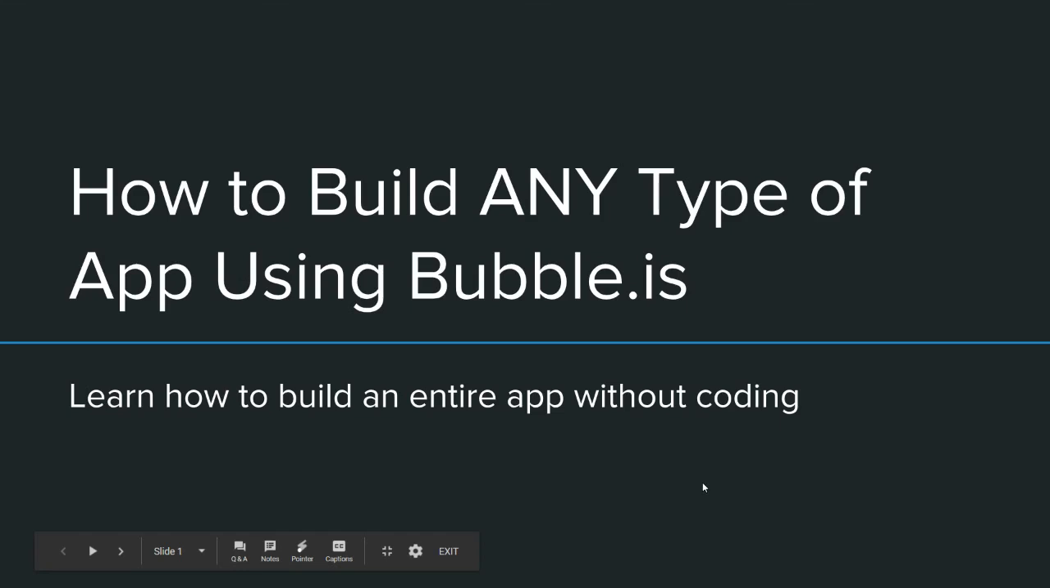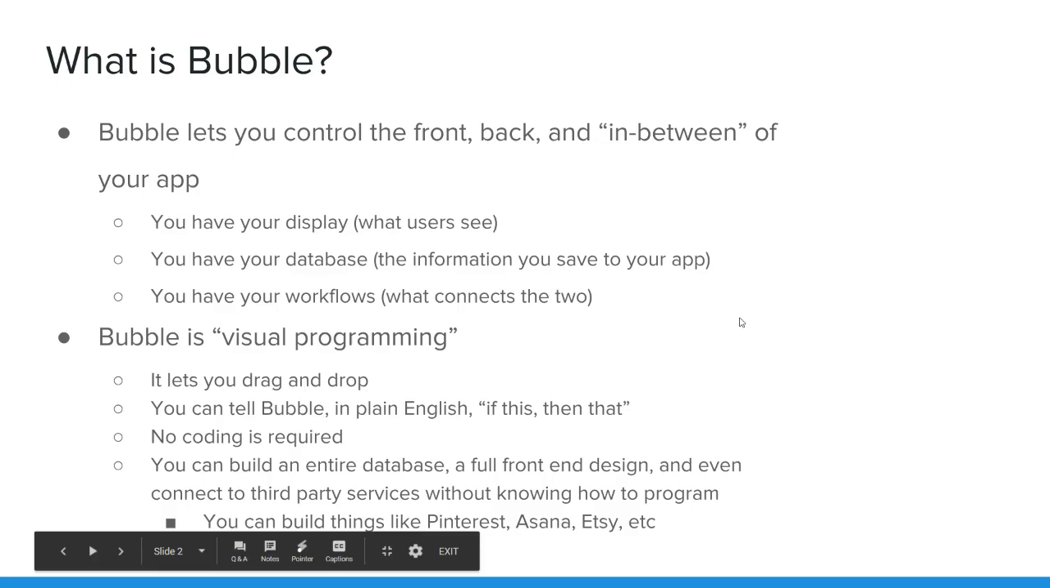Everyone, today I'm going to show you how to build any type of application you want using a platform called Bubble.is. Bubble is amazing. It's very powerful. It lets you build practically any app without having to code. So you don't have to know how to code, how to program anything. I'm going to show you how it works, show you some examples, and you can see what is possible on this platform. So let's get started.